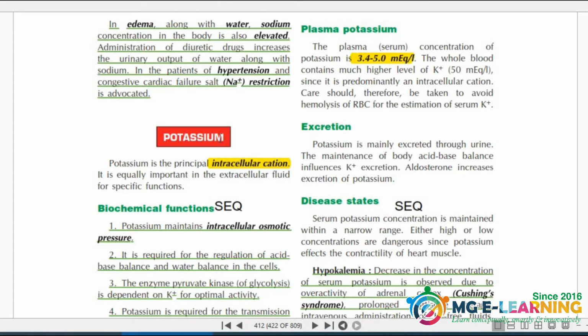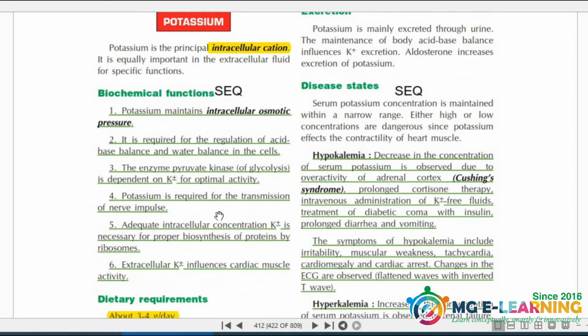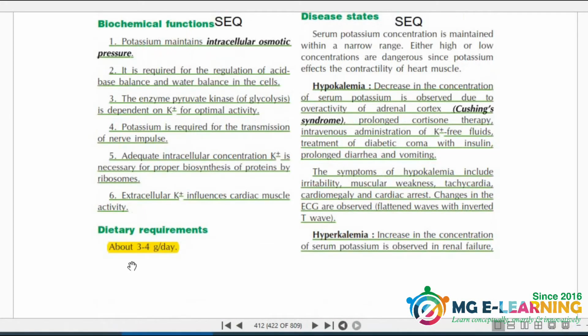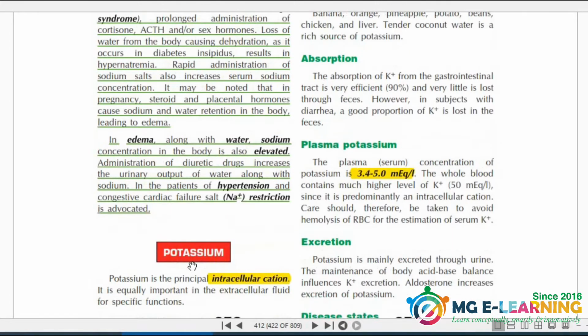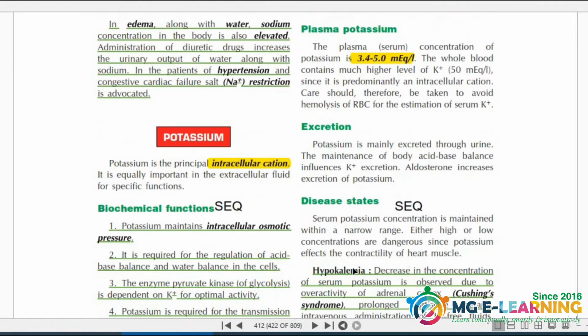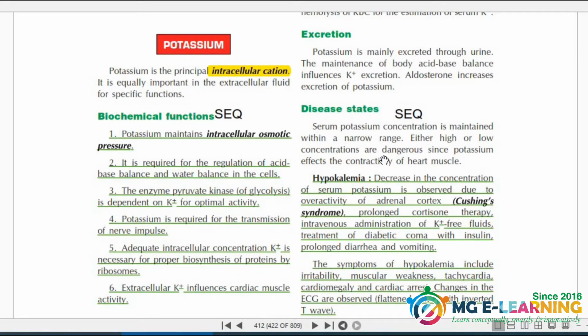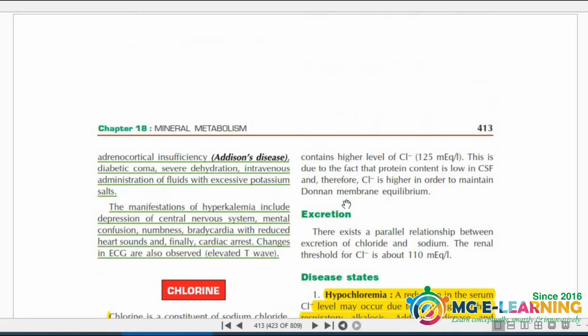This one is potassium. Potassium biochemical functions are also important for SEQ. Its dietary requirement is important for MCQ. Then you should know about its plasma concentration, and disease states are also very important for SEQ, that is hypokalemia, hyperkalemia.